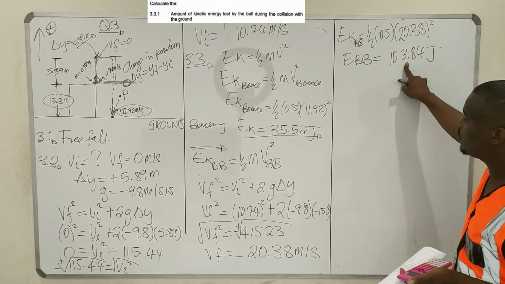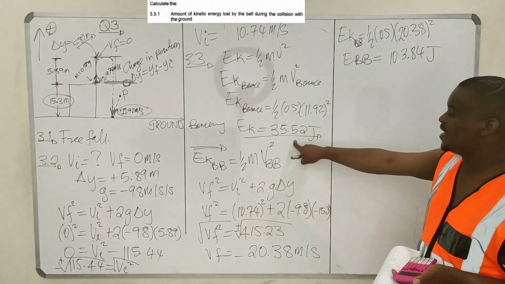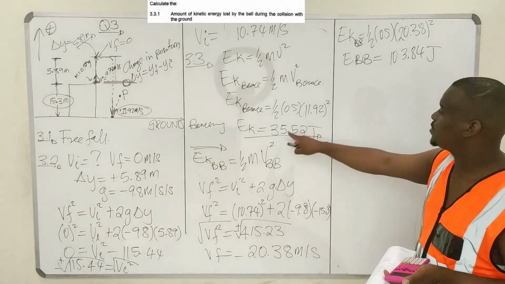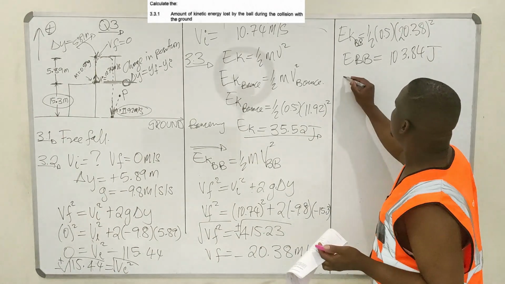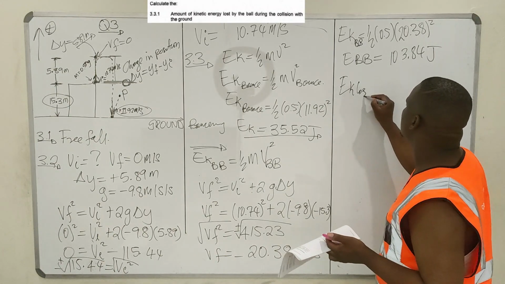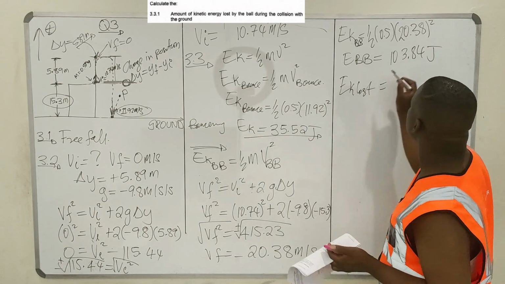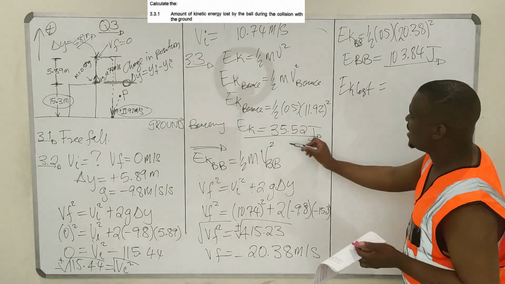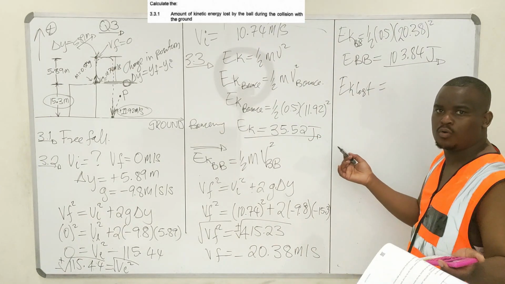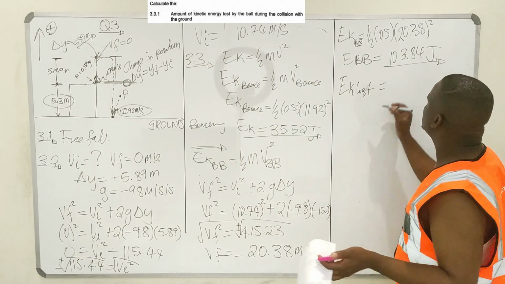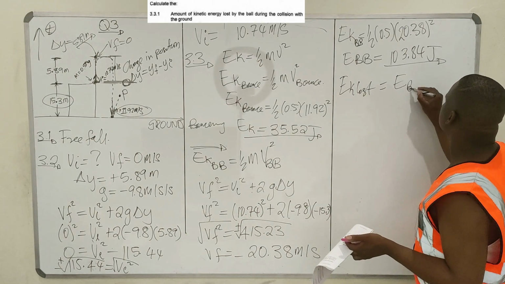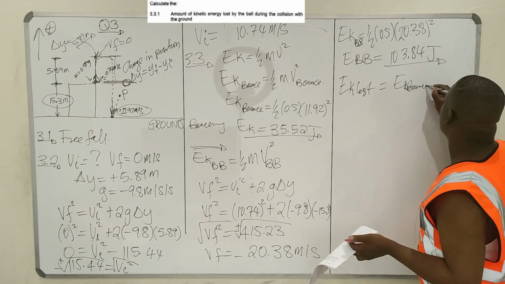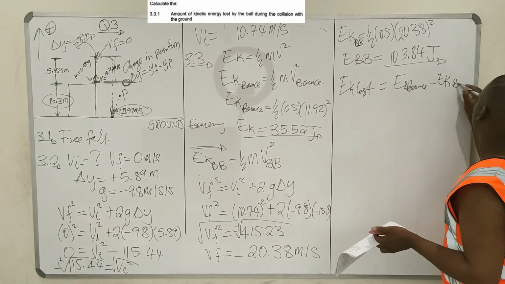This was the kinetic energy before it bounced, right? And then when it bounced off, it had that. After bouncing, the ball had this kinetic energy. The difference between the two is the kinetic energy lost. So the EK lost will be the difference between this and that, because it came with this kinetic energy and it bounced off with that one. Where did the other one go? It's the one that is lost. So it will be EK of the bounce minus EK before.